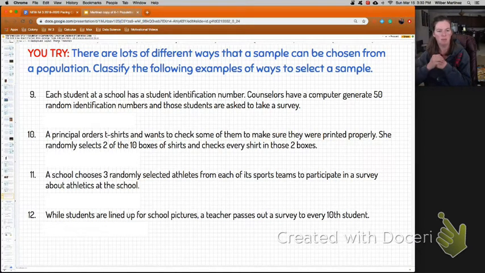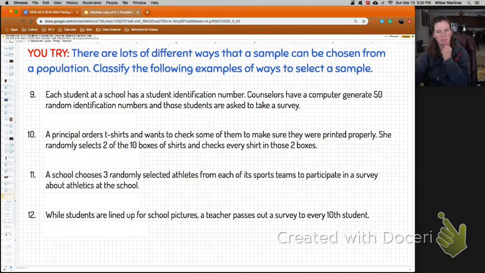And last one, number 12. While students are lined up for school pictures, a teacher passes out a survey to every 10th student. What type of sampling is that? All right, so we are numbering them off. 1, 2, 3, 4, 5, 6, 7, 8, 9, 10, you take a survey. 11, 12, 13, 14, 15, 16, 17, 18, 19, and 20, you take a survey. So every 10th student, that is an example of systematic sampling.